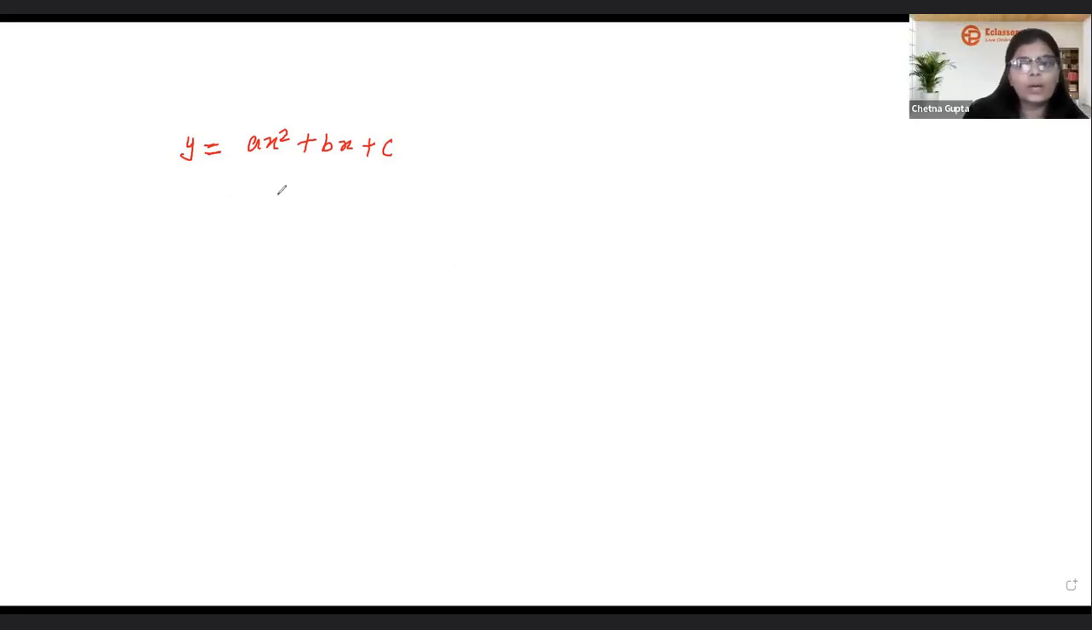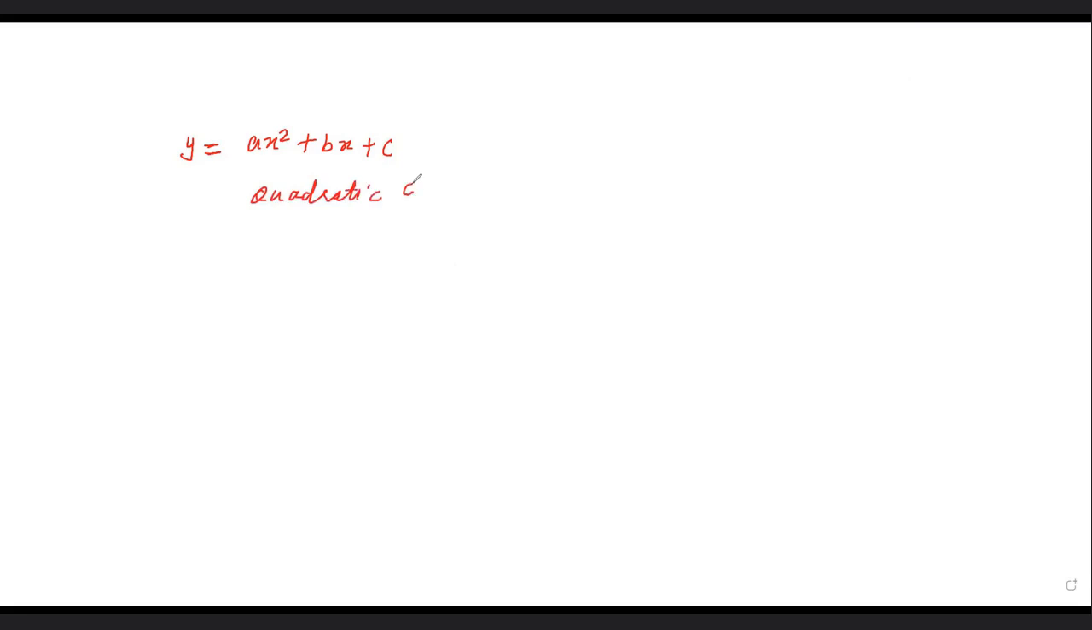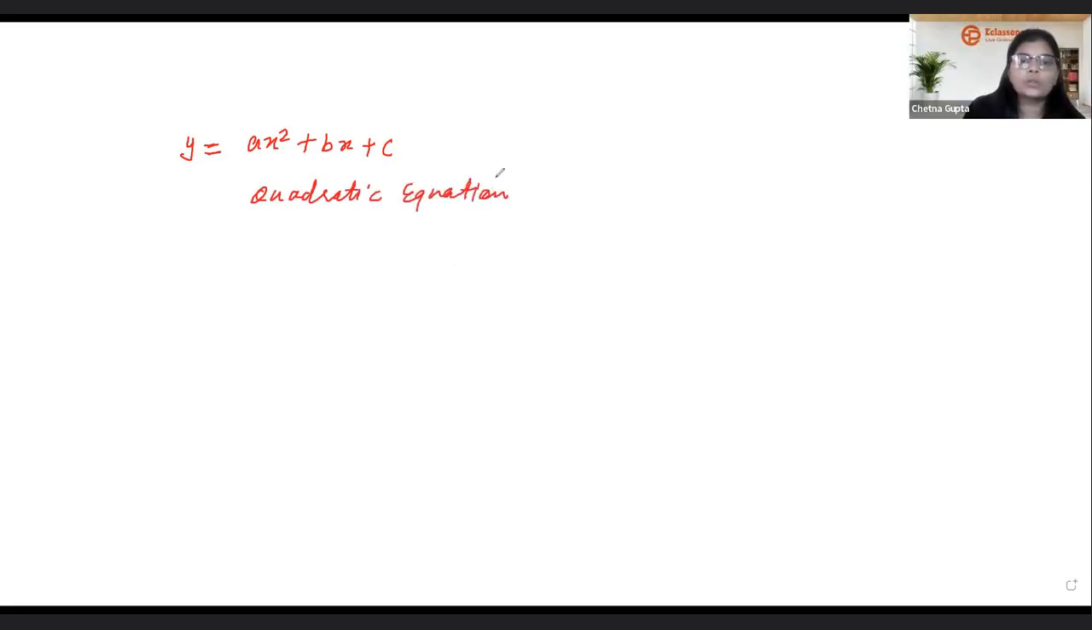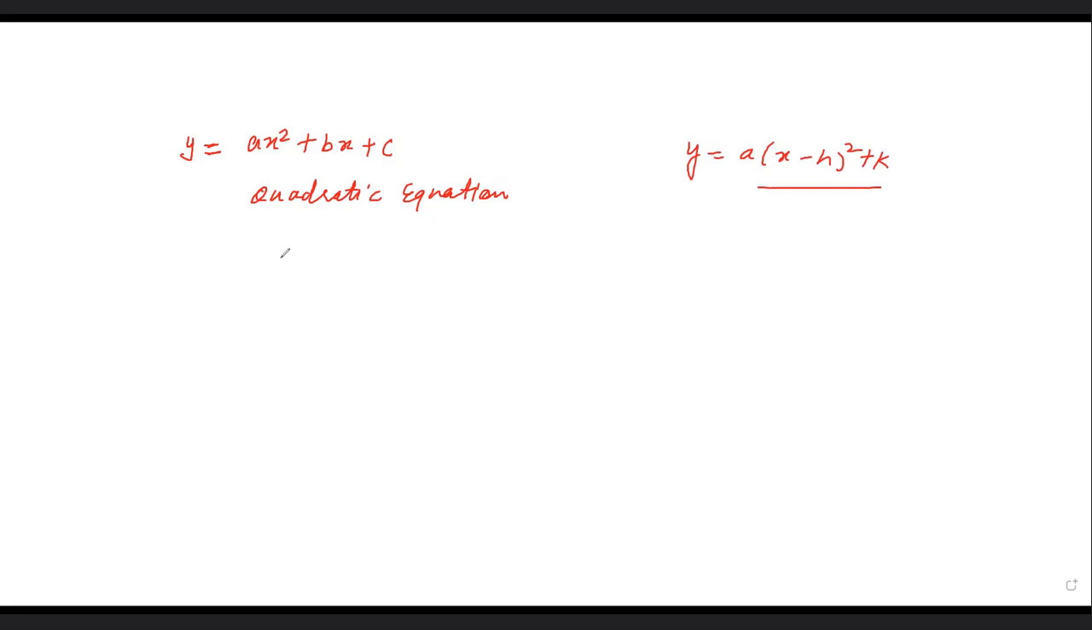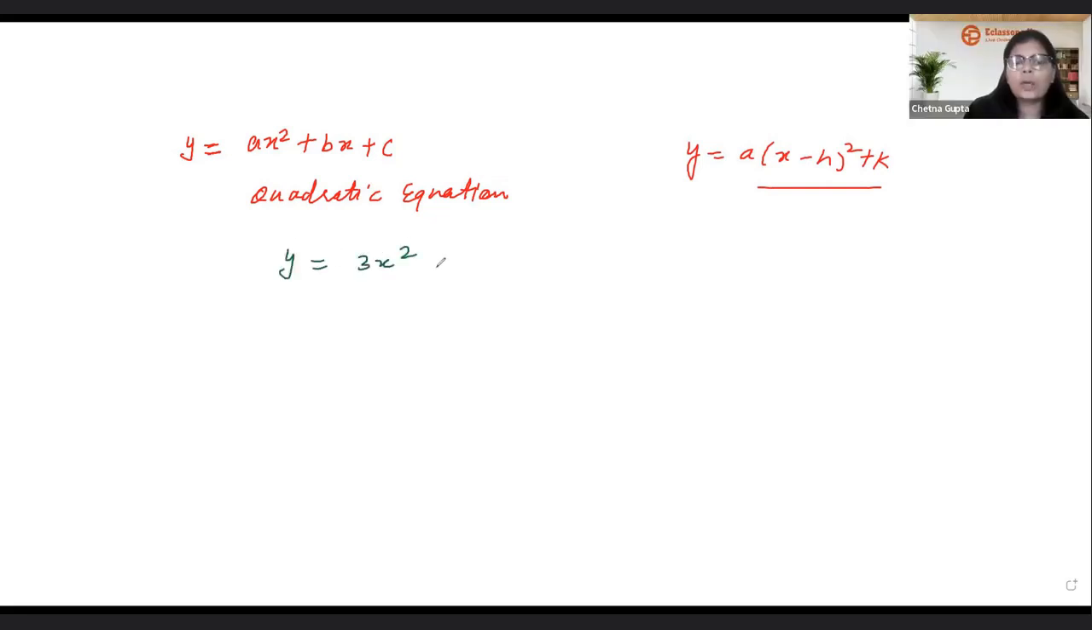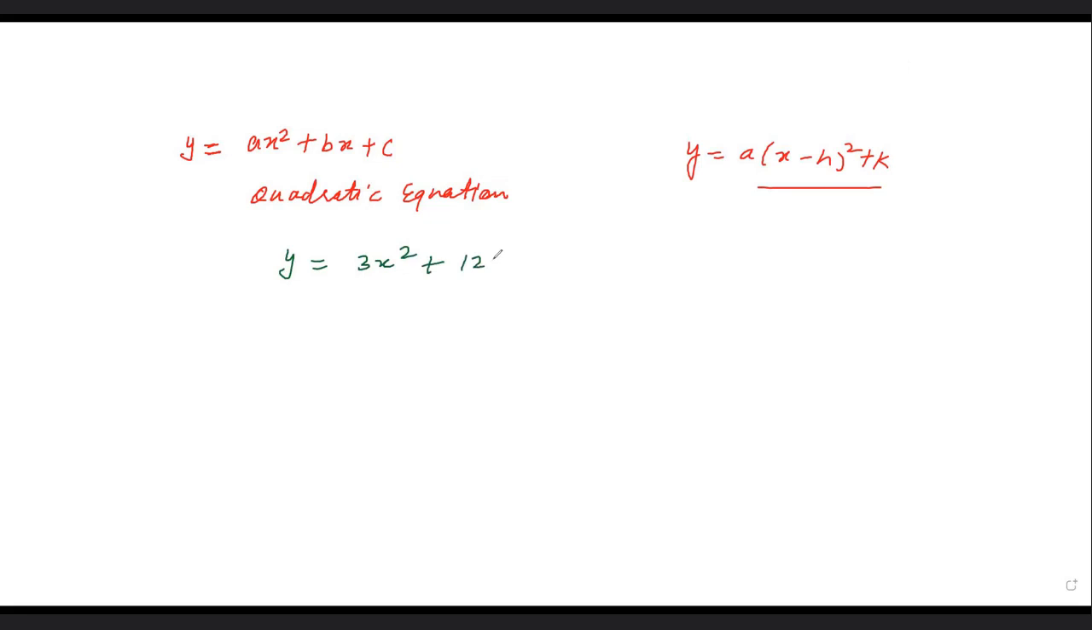What is this? This is a quadratic equation, right? Yes, this is a quadratic equation. And if you want to apply the completing square method, it means you want to change this into the vertex form. We can say you want to change this into y is equal to a(x minus h) square plus k. In this form, you want to change it into a whole square, right? So we'll take an example. Suppose y is equal to 3x square plus 12x plus 4, just a random example.